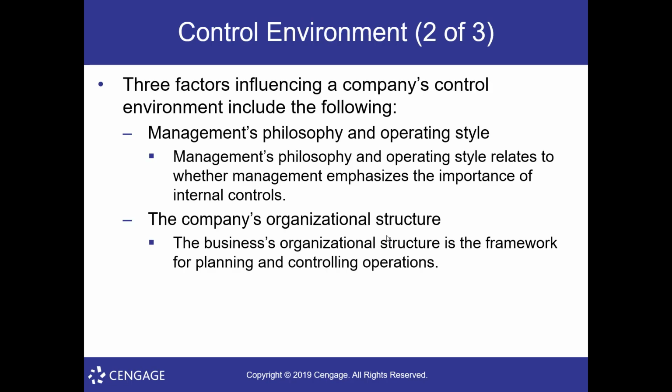Three factors influencing a company's control environment are management's philosophy and operating style, whether management emphasizes the importance of internal controls. For example, in the Enron situation, and there are many since Enron, but this is related to Sarbanes-Oxley, the top executives and the accountant who was supposed to be auditing them, Arthur Andersen, were shredding documents. So they knew what they did was wrong and they had a style and management that did not emphasize the importance of that.